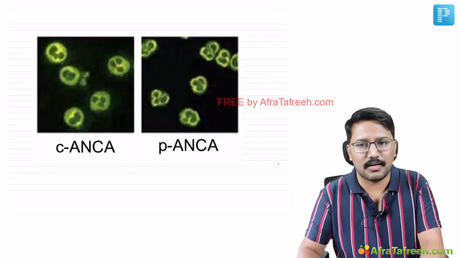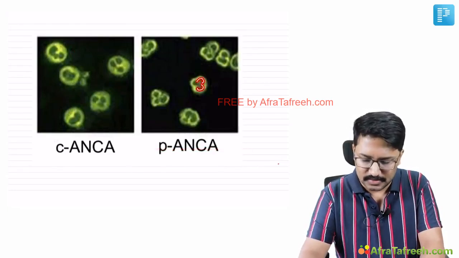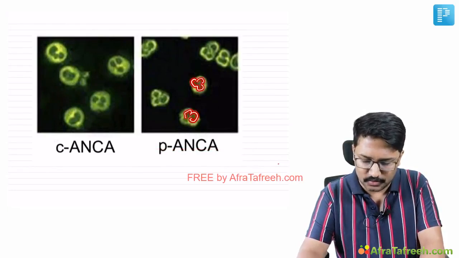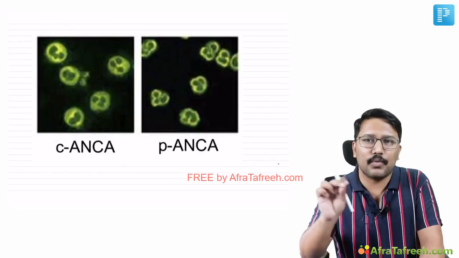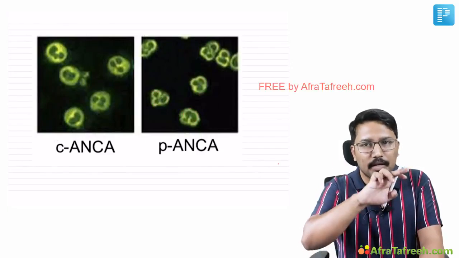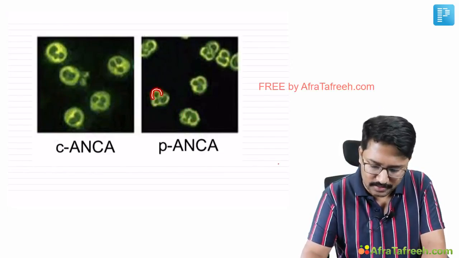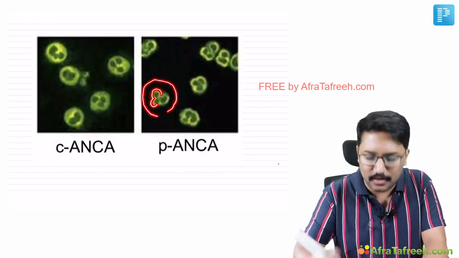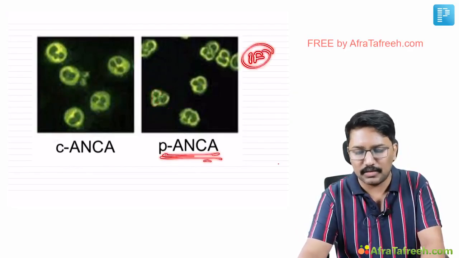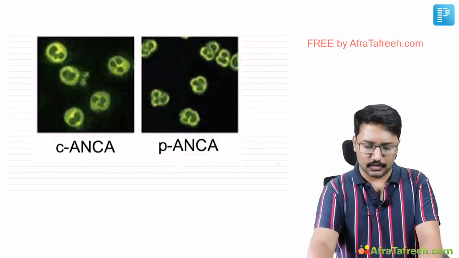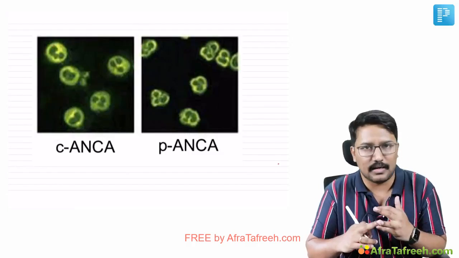In the next image, you can see that there is a nucleus which is not stained, not showing fluorescent activity. And just outside that, there is only a thin rim of fluorescent activity. So we cannot trace out the outline of the cell. This is what we call the P ANCA pattern. So these are the patterns on the immunofluorescent studies. Clear? So if there is an image given, you should be able to identify P ANCA and C ANCA.